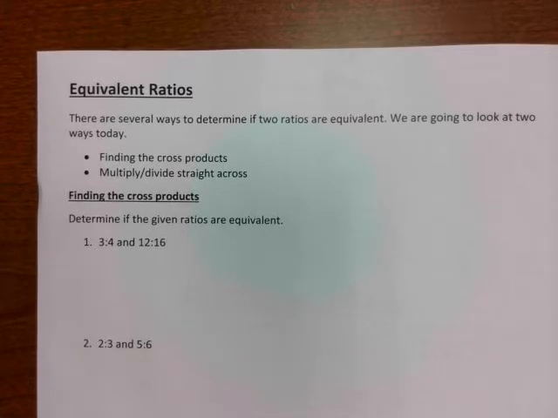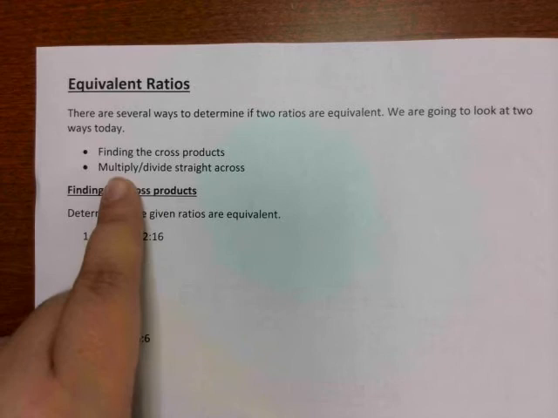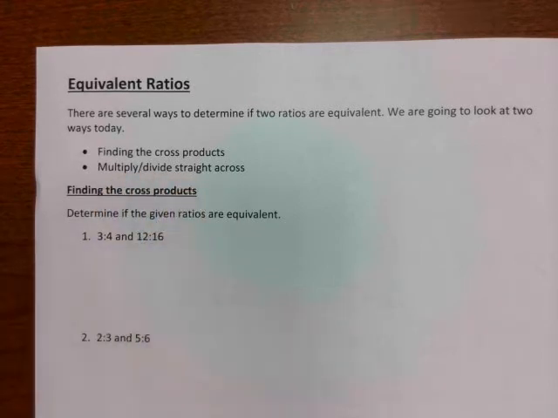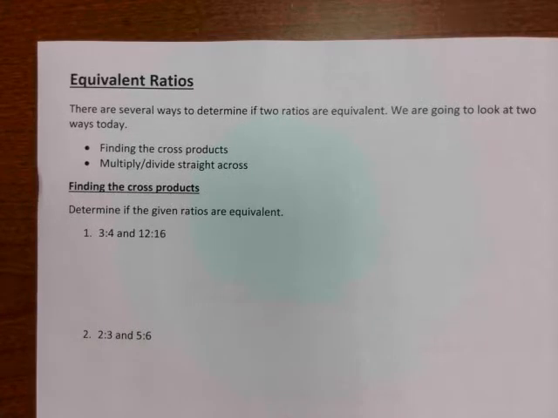There are several ways to determine if two ratios are equivalent. Remember, ratios are basically fractions, the comparison of two things, and two fractions can be equal to each other. We're going to look at two ways today: finding the cross products, which is cross multiplying, and multiplying or dividing straight across if we can find that relationship, which we did several units ago when we were solving proportions.